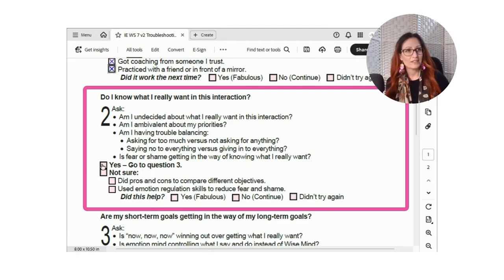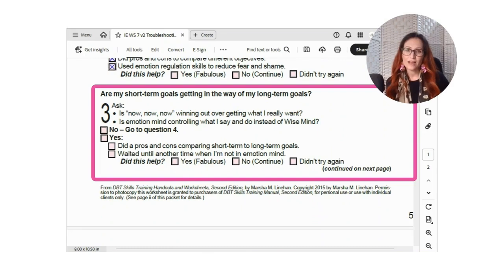If you decide that, yes, I do really know what I want in this interaction, then you don't need to go forward and complete the rest of section 2. You can go to section 3. However, if you're not sure what you really want in this interaction, then you can do a pros and cons to compare the different objectives to get some more clarity about what you want. You can also use emotion regulation skills to reduce fear and shame. So try out these 2 strategies and then record whether it helped or it didn't help.